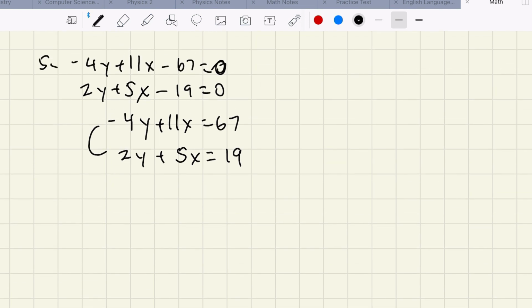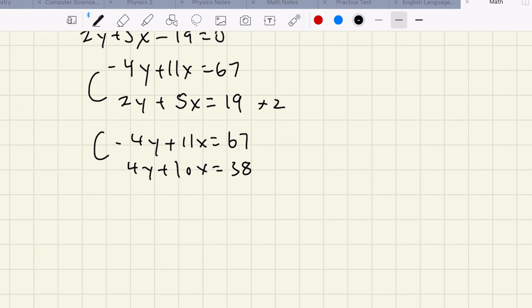So let's try multiplying 2 to this equation here, negative 4y plus 11x equals 67. Multiplying by 2 applies to every single constant in this equation, because otherwise it won't be equal. So 4y plus 10x equals 38. As you can see, we have negative 4y and 4y, so we can just add them and it will eliminate y. Add the x's together and the constants together, and you get 21x equals 105, and x equals 5.